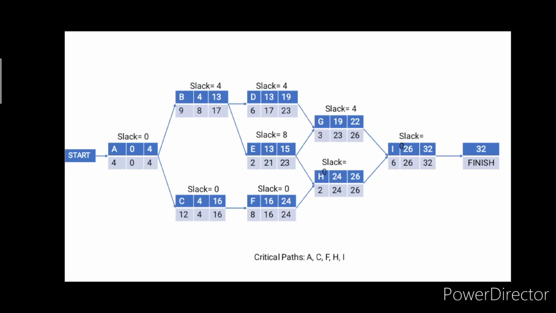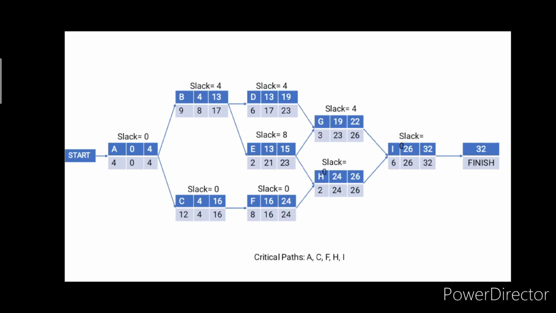G has two predecessors, E and D, so we choose the higher time, which is 19, and we add it to 3 equals 22. Same with H, which has two predecessors, E and F. Choose the higher time, which is 24. Then add it to 2, equal 26. Also same with I. We will choose 26 and add it to 6, equal to 32. And the finish time is 32.